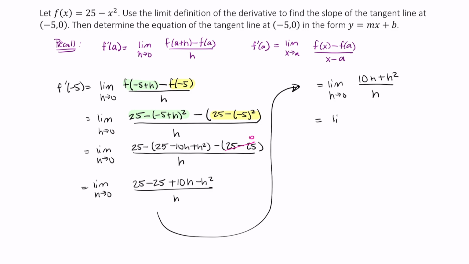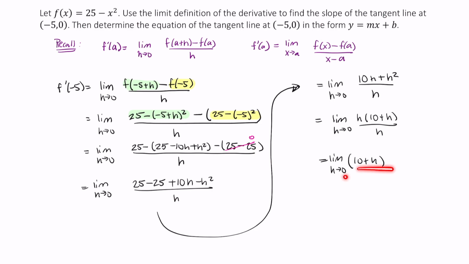We can now factor out an h in the numerator since they share that in common. If you went ahead and crossed these out, you would be wrong. That is incorrect cancellation. You cannot cancel across addition. Now this is multiplication. Multiplication and division undo each other, so we can absolutely cancel these out because h divided by h is equal to 1, and we're left with the limit as h approaches 0 of 10 plus h.